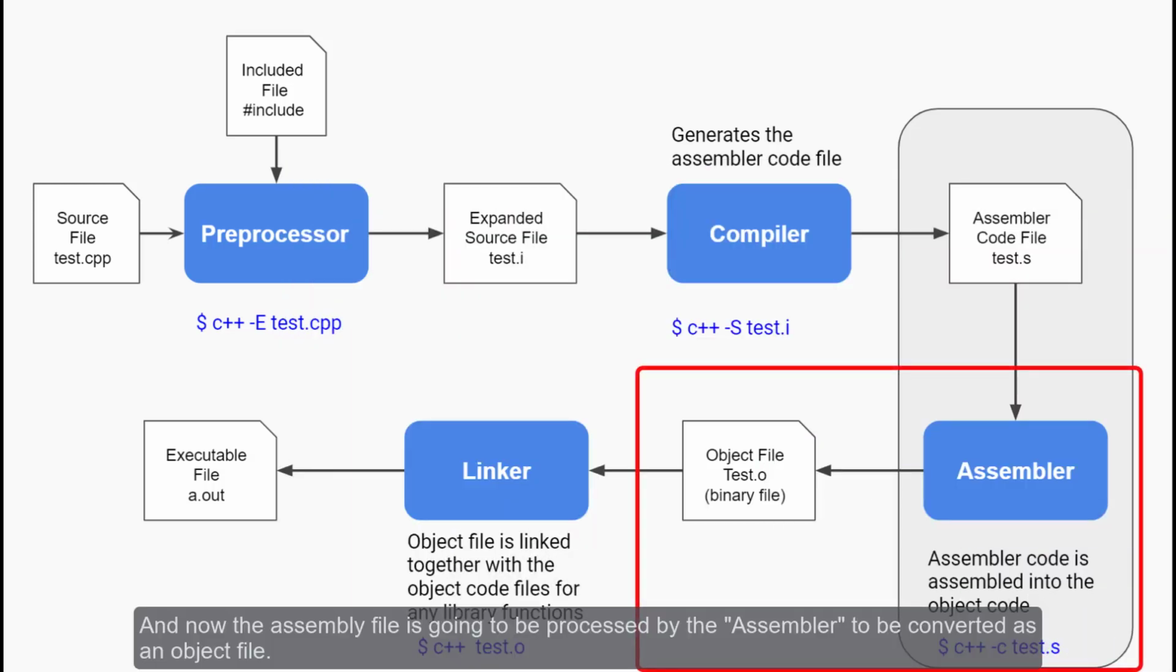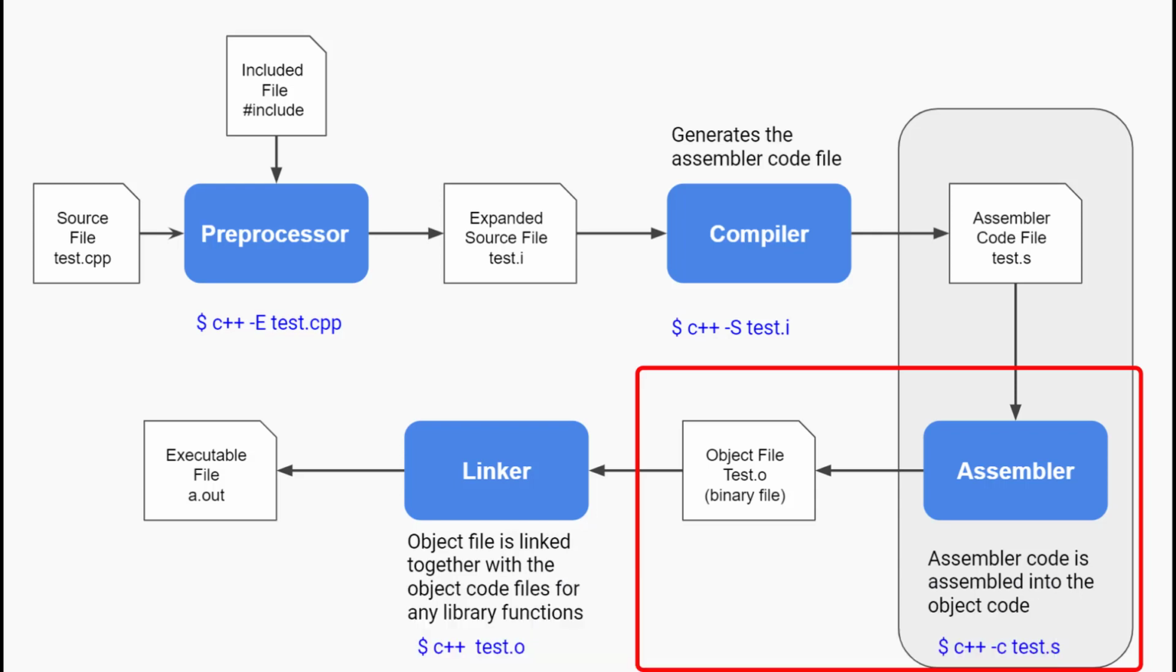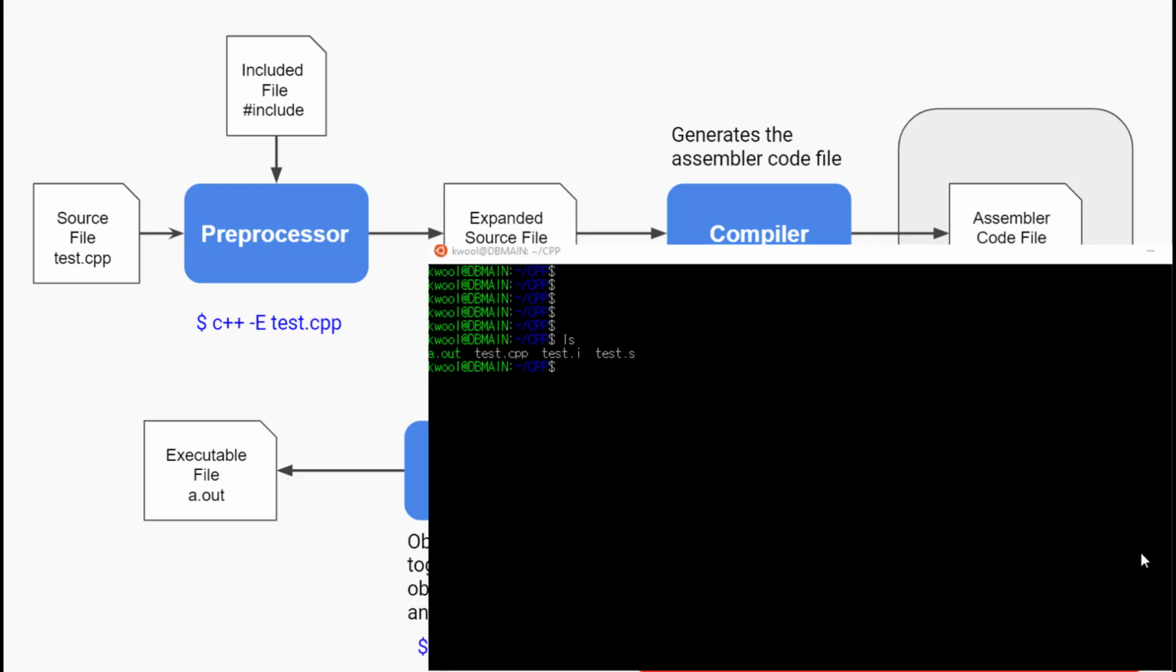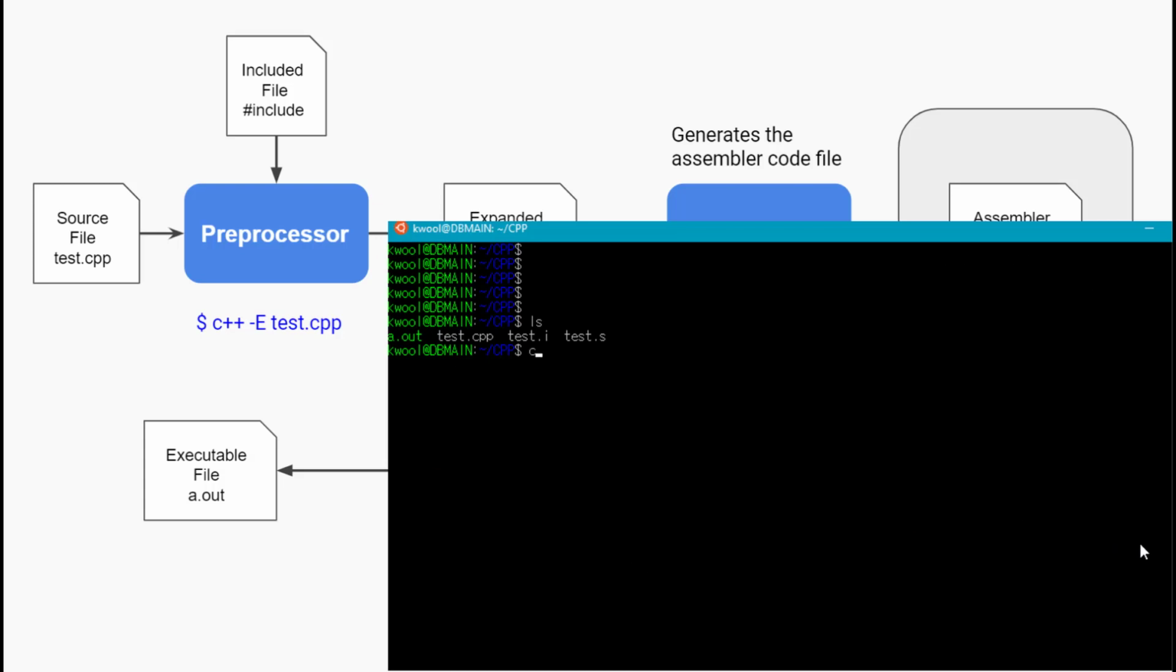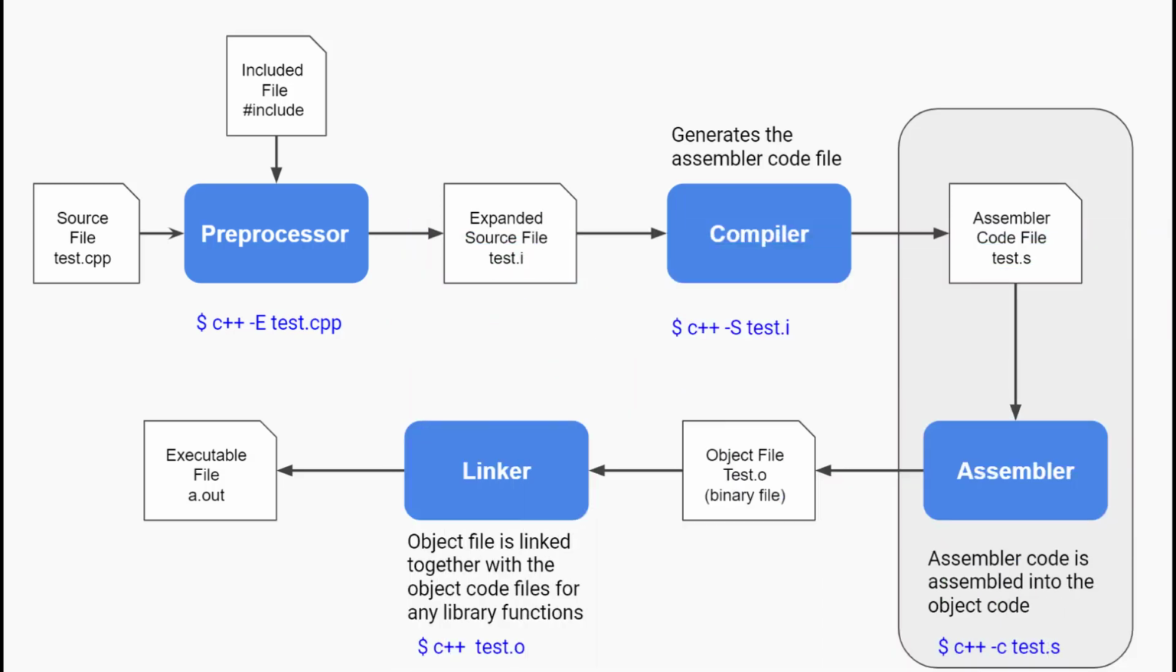And now the assembly file is going to be processed by the assembler to be converted into an object file. At this time, the object file is a binary file, not a text file. Hence, this file is not human readable in this command window. Let me show this assembler process in the Ubuntu window. Type the command C++ option c test.s, and we can get an object file as a result. The name is test.o. Now we finished the 3 steps: the preprocessing, compile, and assembly process.